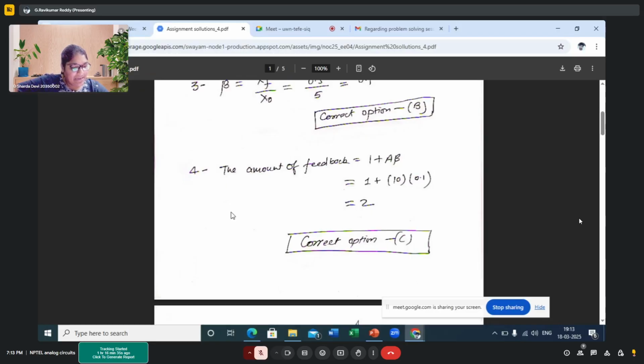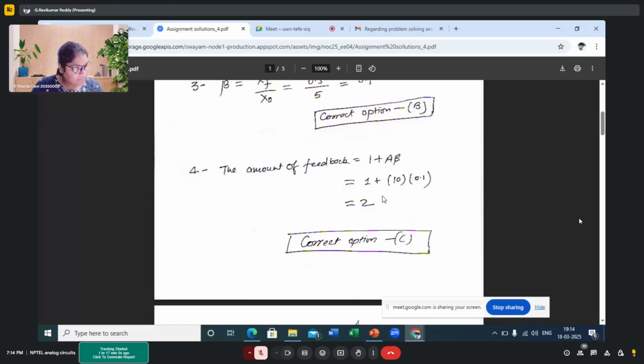Because it is the feedback, what can we say? 1 plus A beta is the factor that comes into the picture. Yes, madam, we can call it a factor. If it is input resistance, we are multiplying with this factor. If it is output resistance, we are dividing by this factor. Yes, it is called the feedback factor. Feedback factor is the nomenclature used. So this is the feedback factor.